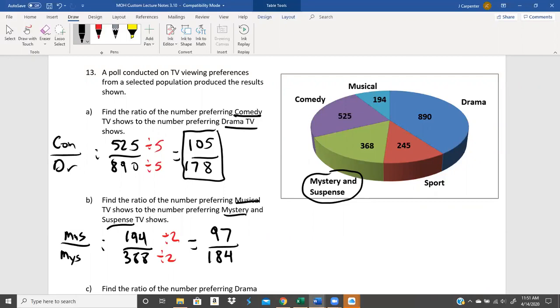3 is not going to go in the top. 5's not going to go in either. 7's not going to go in either. 11, nope. 13, nope. Fairly confident that that is the answer. Is 97 prime? 97 might actually be prime.